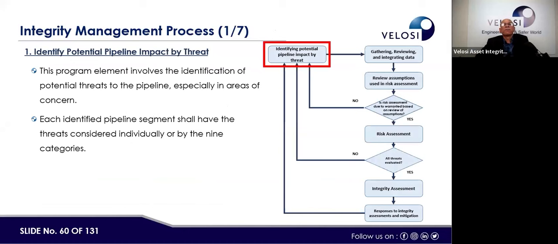Next, if we look at it from the process point of view, we identify potential pipeline impact by threat. We try to identify the applicable damage mechanisms, the areas where these threats are applicable, and how we should be managing them.